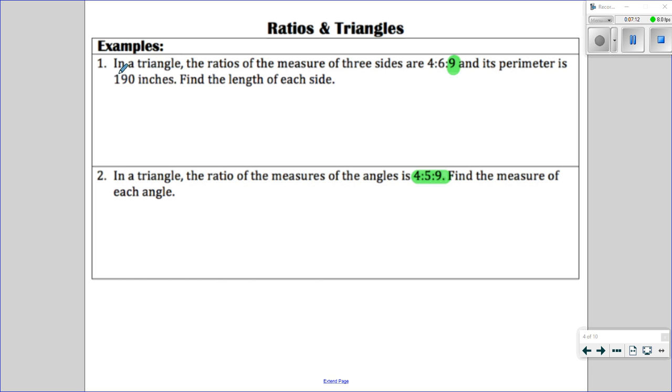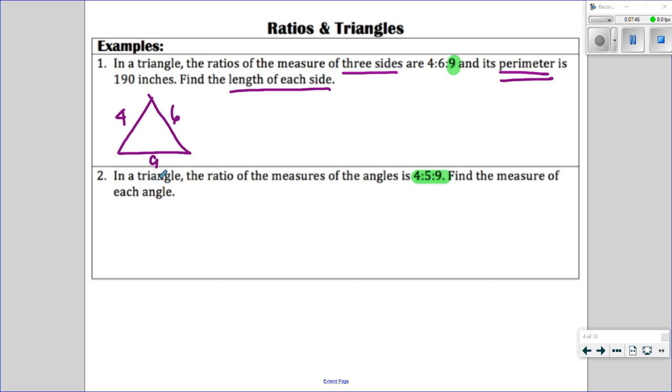All right, so the first thing, let's read it. In a triangle, the ratios of the measures of the 3 sides are 4 to 6 to 9, and its perimeter is 190 inches. Find the length of each side. So this is a 2-step. We have to find that missing variable so that we can plug it back into the ratio in order to find what the sides are. So I'm going to draw the triangle. I'm going to put 4 to 6 to 9.